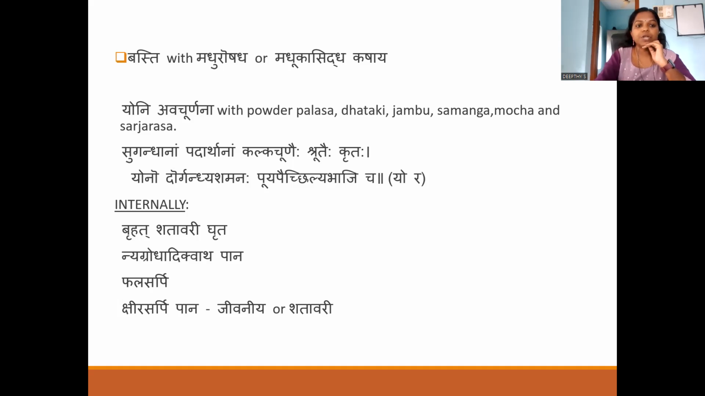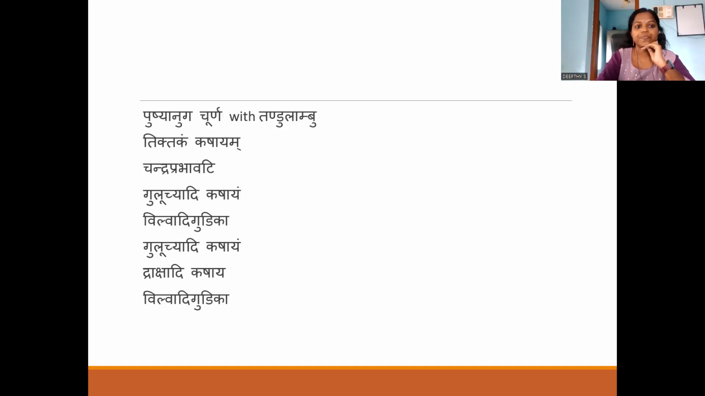Then some other treatment modalities. Basti can be done with Madhuraushadha or Madhuga Siddha Kashaya. Then internally, we can use Brihat Shatavari Krida, Negrodadi Kwatha, Halasarpi. Then Jivaniya Sarpi can be used. These are some of the drugs which are Pittahara and Shitala in nature. And in clinical practice, some of the common drugs we use are Pushyanuga Churna with Tandulambu, then Tiktakam Kashayam, Chandraprabhavati, Vilvadi Gulika, Guluchyadi Kashayam, Drakshadi Kashayam.